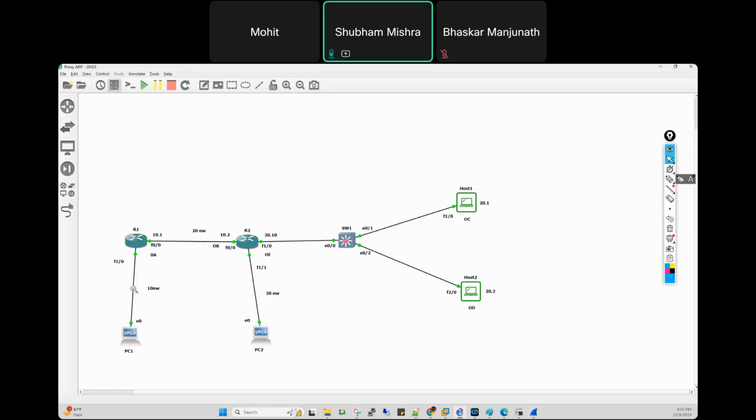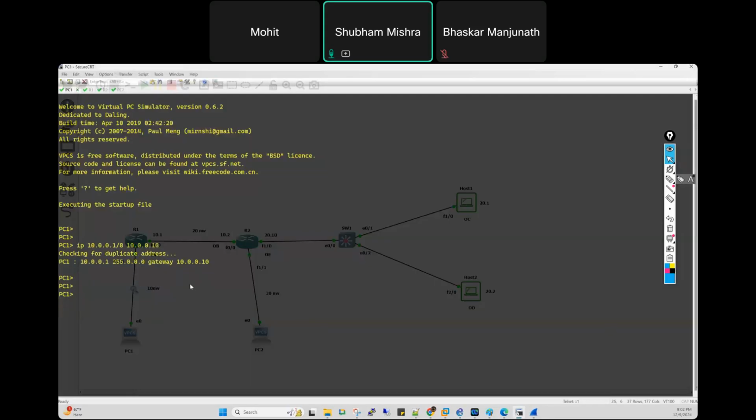Okay. Now come here on PC number 1 first. ARP, what is the command, guys? So ARP. Yes, I think this command will work. See, on PC number 1, I run the command arp. Basically the ARP table is empty right now, because PC number 1 doesn't know any device's MAC address here.